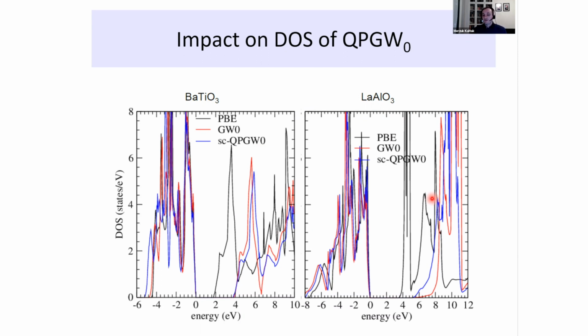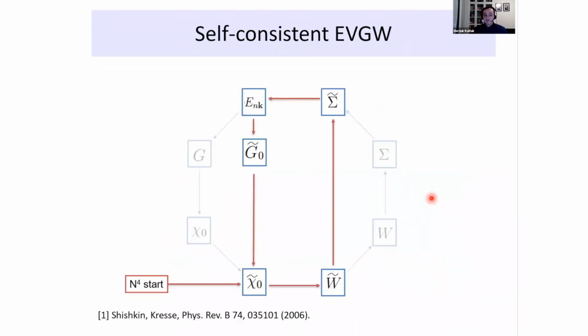Good. Now, the next question we want to address is what happens if we also update the screening in GW? Because so far we have only updated the non-interacting form of the Green's function, but always kept the screening frozen at the Kohn-Sham level. Yeah, and how can we do that?